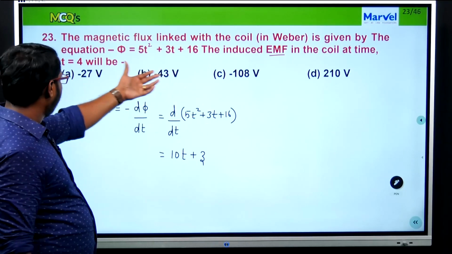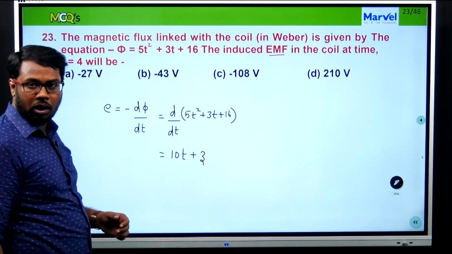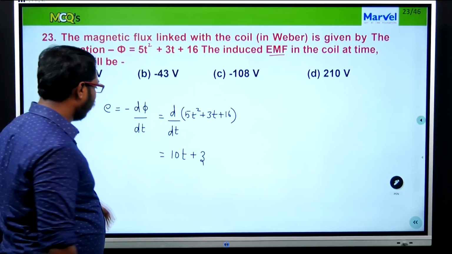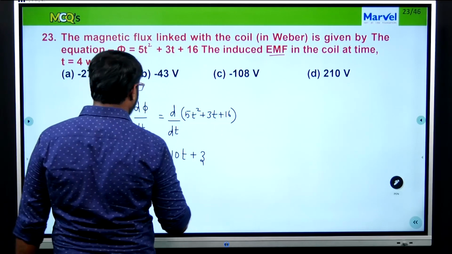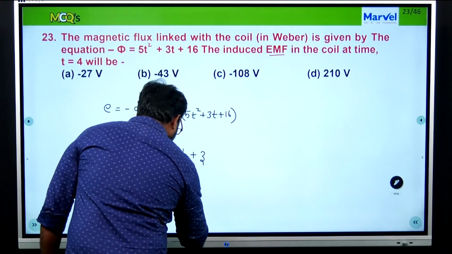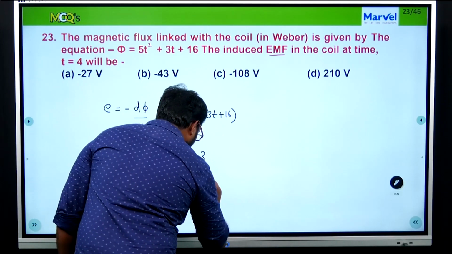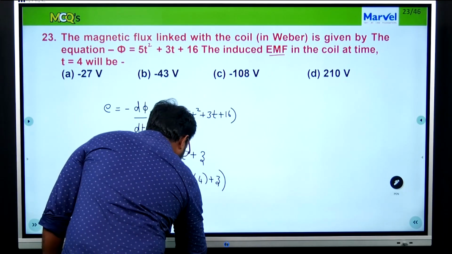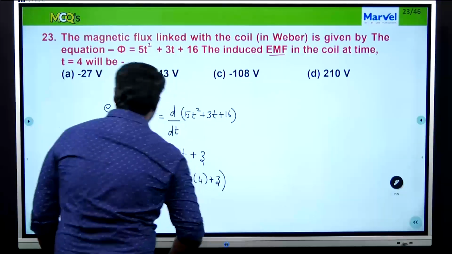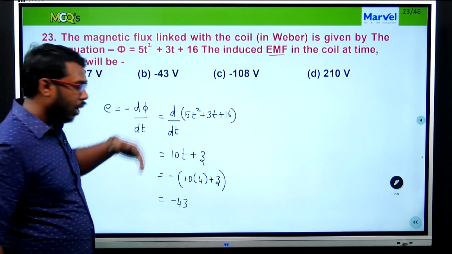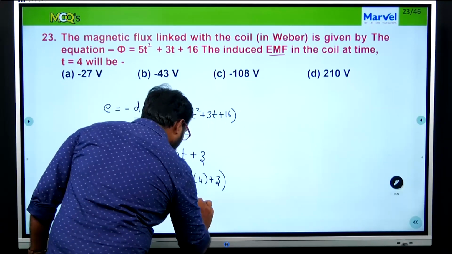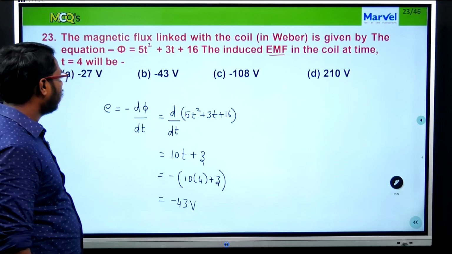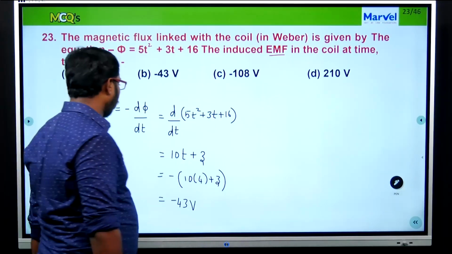Now all we have to do is plug in the time 4 which is given to us. So, the answer goes like this, minus of 10 into 4 plus 3. 40 plus 3 is 43. So, the answer is minus 43 volt.